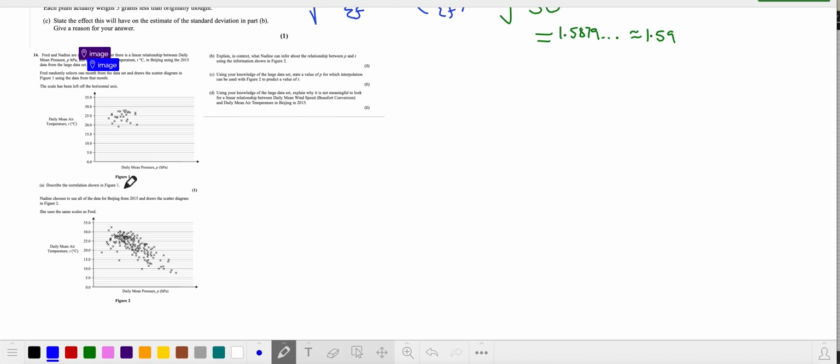Describe the correlation shown in figure 1, although I don't like the way that question is nestled in between those diagrams. I think it would be quite easy to overlook the fact that it was there. Hopefully, if you did overlook it, you'd notice that this starts with part B and go hunting for part A and find it here. But I'm not a fan of nestling questions between diagrams. Describe the correlation shown in figure 1. If you said there was no correlation, you get the mark.